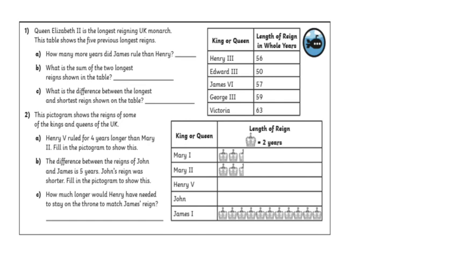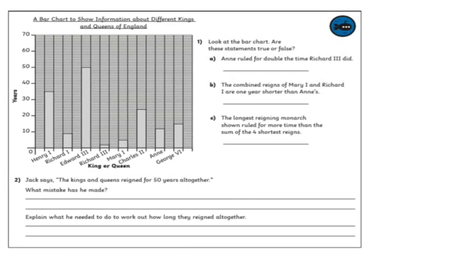Okay, here we've got a table and a pictogram, and you simply need to answer the questions, and it gives you an opportunity to draw your own little crowns in order to answer question 2b. Okay, this bar graph I don't think requires any further explanation. Just read the questions really carefully before you answer them. Make sure you've understood what is being asked.